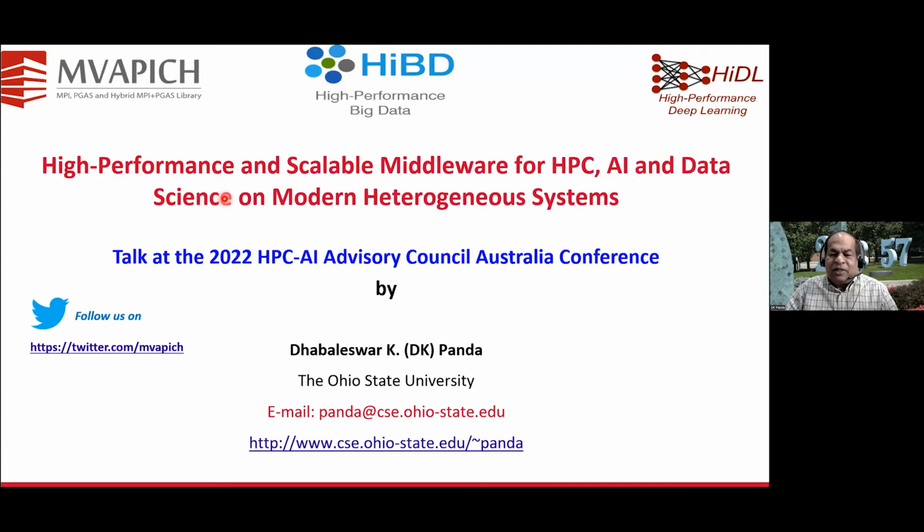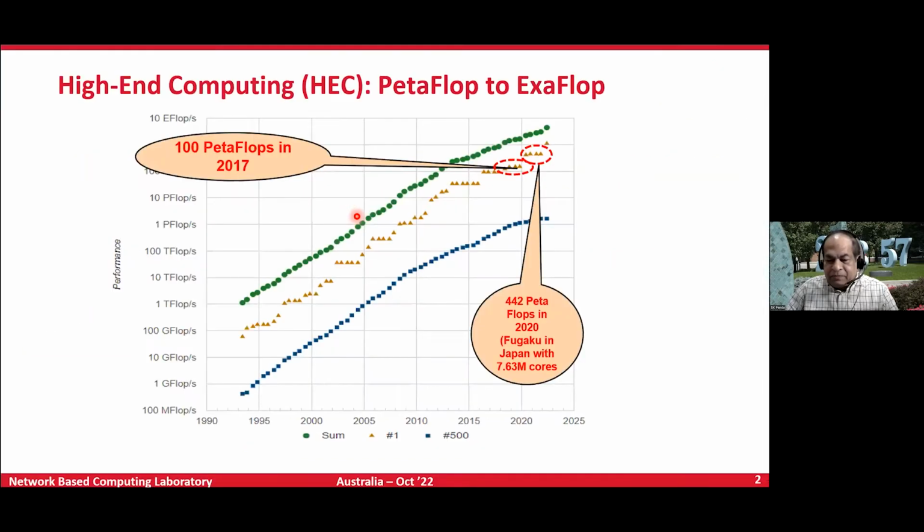So today I'll be mostly talking on how do you design scalable middleware for HPC, AI and data science. We just heard from Dr. Smith in one of his slides. He indicated NCI is going for a real hardware infrastructure to take care of this HPC, AI and data science. So now the question is, how about the software, or how about the middleware which will run on top of this hardware to really give you the performance and scalability?